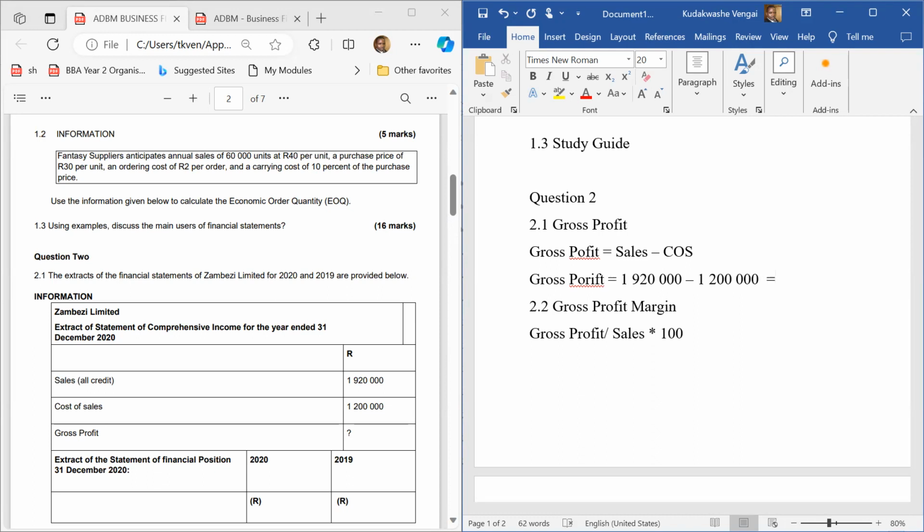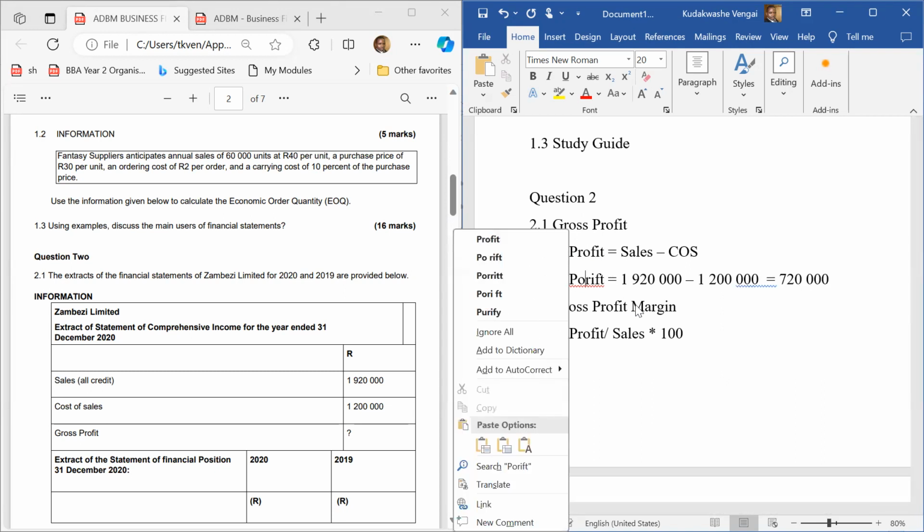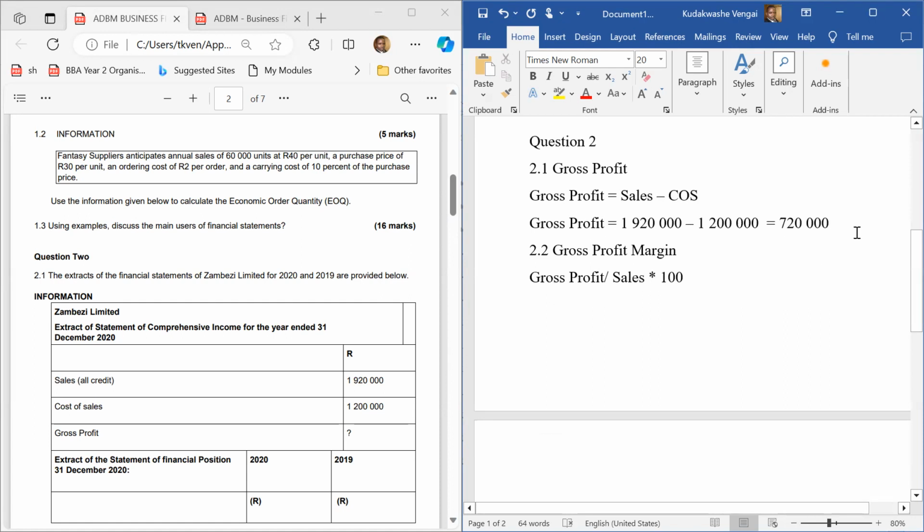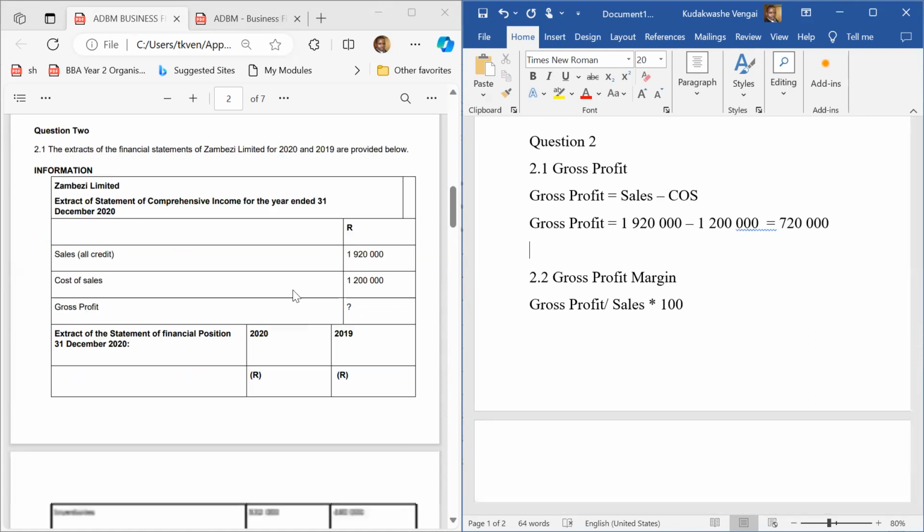I'm not sure what the answer will be. Let's put it in a calculator. 1920 minus 1,200. You can correct me if I'm wrong, but I get 720. Is that correct? Yes. So that's our gross profit, right? So we move on to the next question.